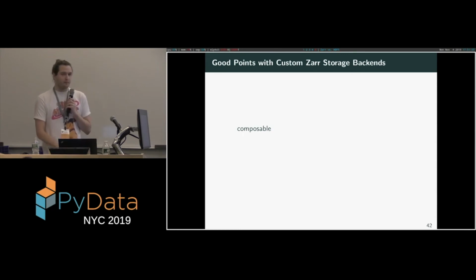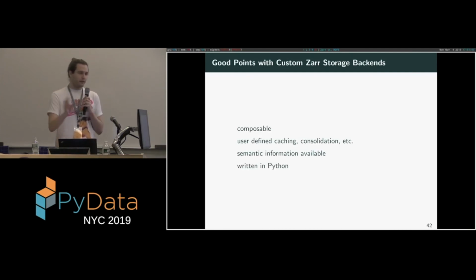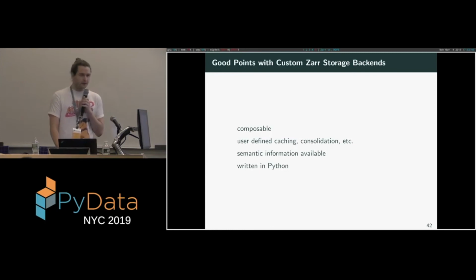The beauty of these is that they're composable. You can do user-defined caching, so you as a library extender can do a lot more stuff. You have semantic information to make more powerful optimizations and transformations. And they're written in Python, where I thought filters will most likely want to be written in native code or use native code somewhere. Because storage backends are super IO bound, the overhead of the Python code is really not significant.